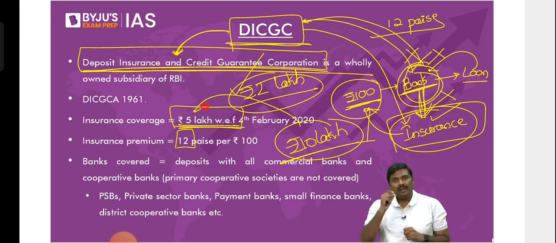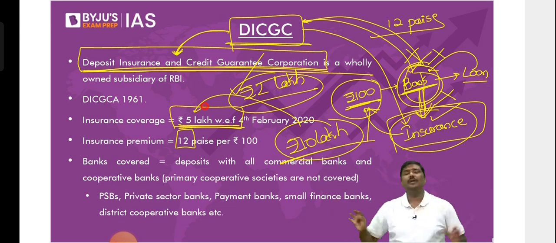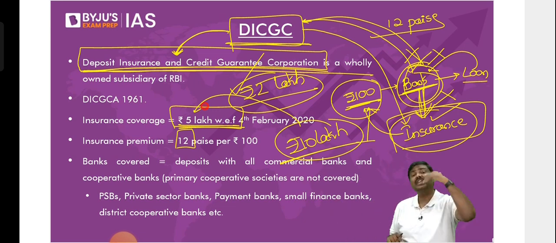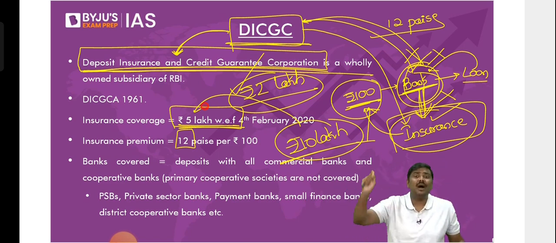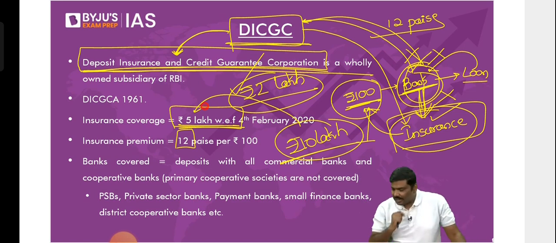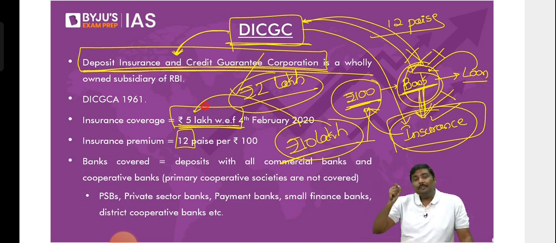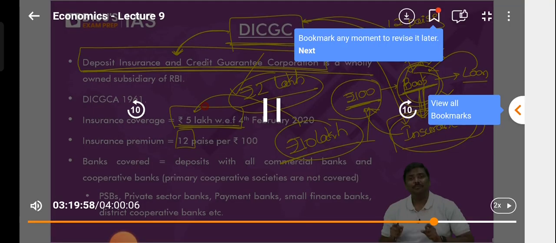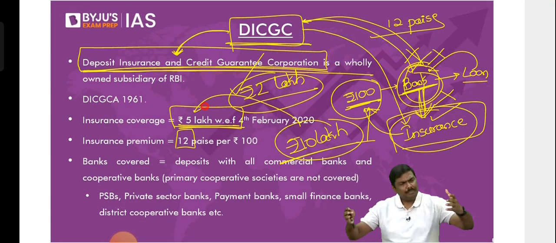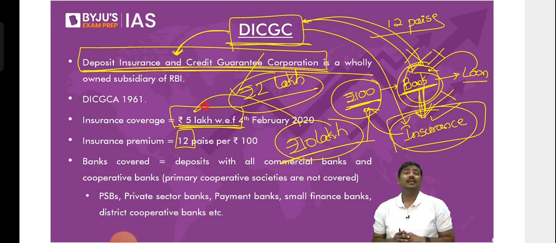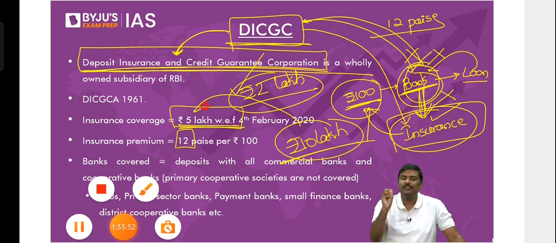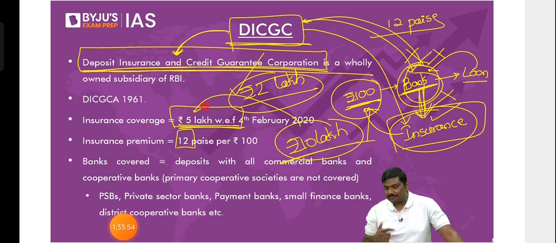Now, why is this important? DICGC until now was not very famous, was not known. But in the last couple of years, some events have taken place in the economy. What kind of events? There was a cooperative bank by the name of Punjab and Maharashtra Cooperative Bank, PMC. This bank had collected a lot of deposits, and it went under, meaning it incurred a huge amount of loss. Now, who will give the money back to the depositors? That is the precise reason.